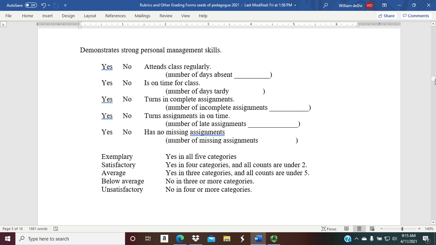You'll notice at the end of the list, exemplary is described as having yes in all 5 categories. Satisfactory, having yes in 4 categories, and all counts are under 2. Average, having yes in 3 categories, and all counts are under 5. Below average, a no in 3 or more categories, and unsatisfactory, a no in 4 or more categories. Those descriptors at the bottom help take a yes or no chart and more fully describe a student's development.